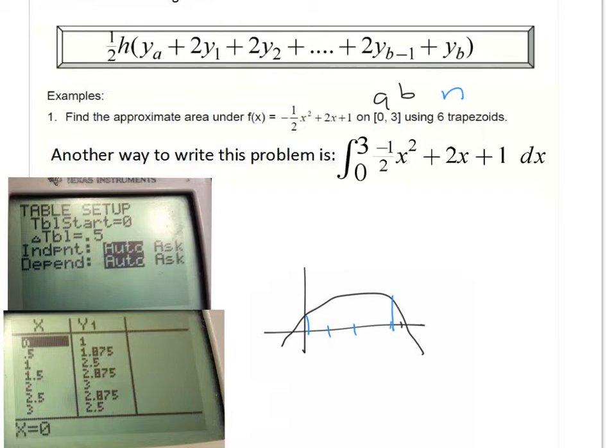which was found by, again, B minus A over N. So in this case, 3 minus 0 over 6 gave me that 0.5. Alright, so that's how I got this value.